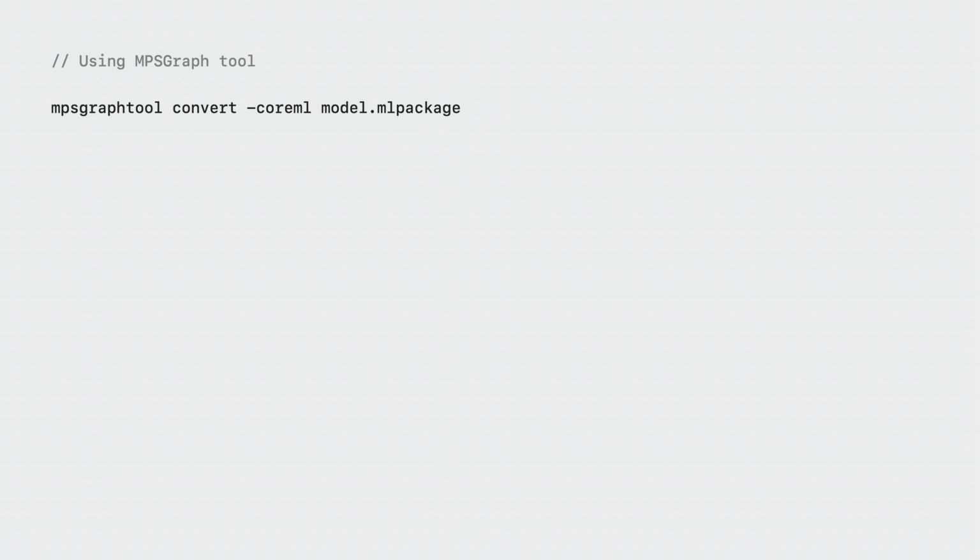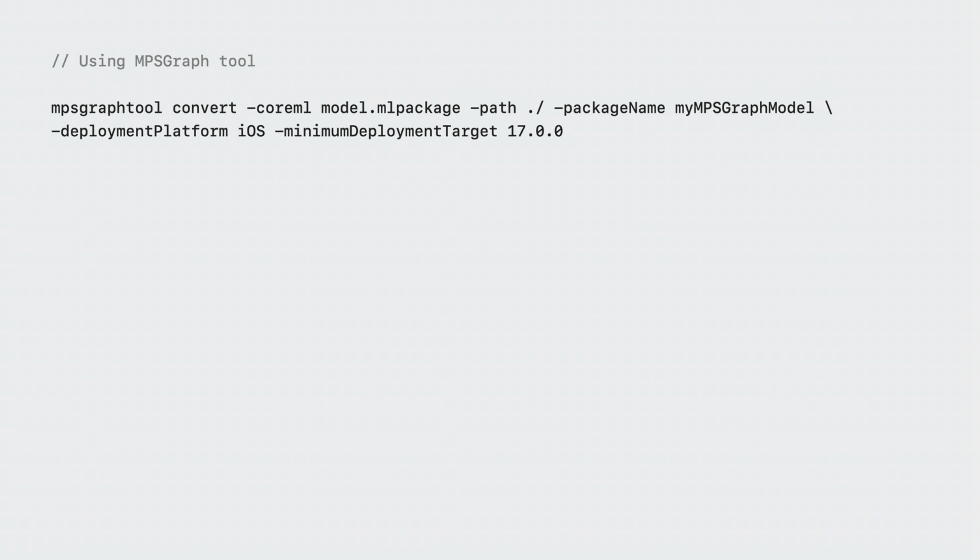You give the MPS Graph tool a flag to declare the input model type, in this case, Core ML package. You also provide it with a path to your output destination and the name of your output model. Additionally, you define the target platform and minimum OS version. After conversion, the produced MPS Graph packages can be loaded into your app and executed directly.